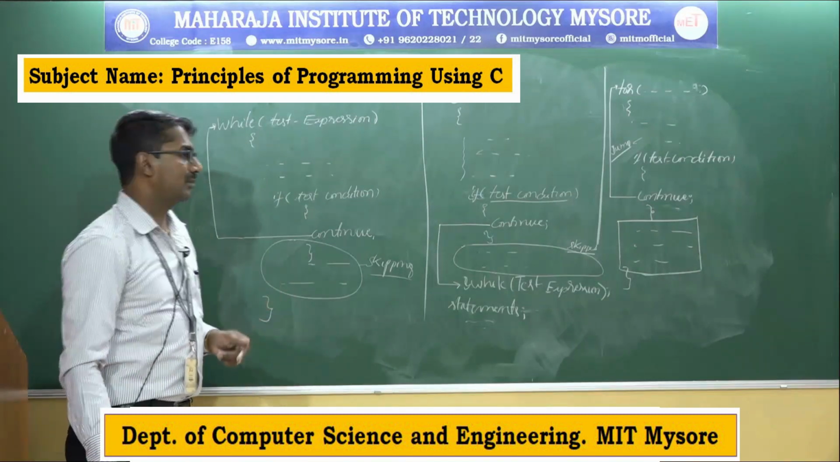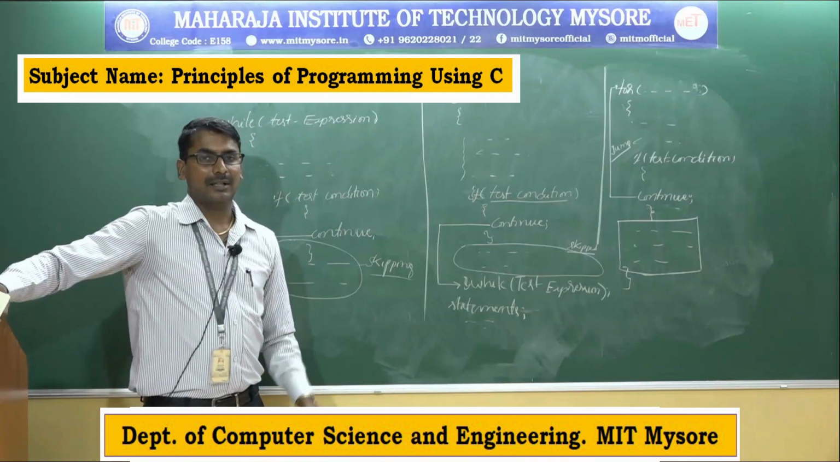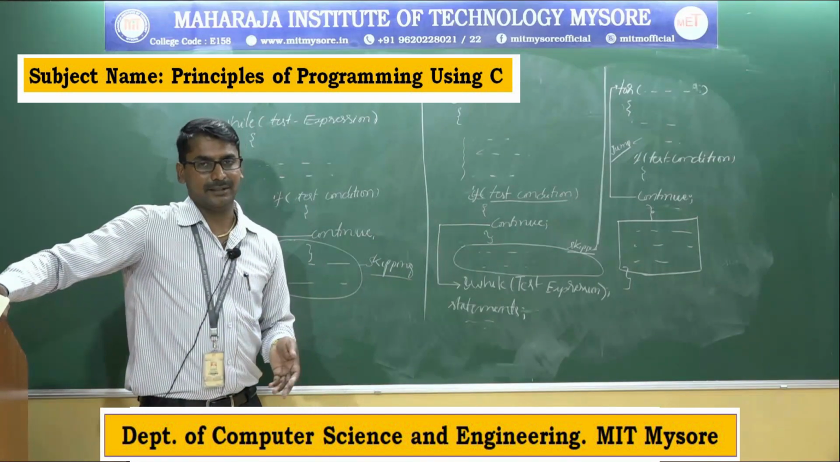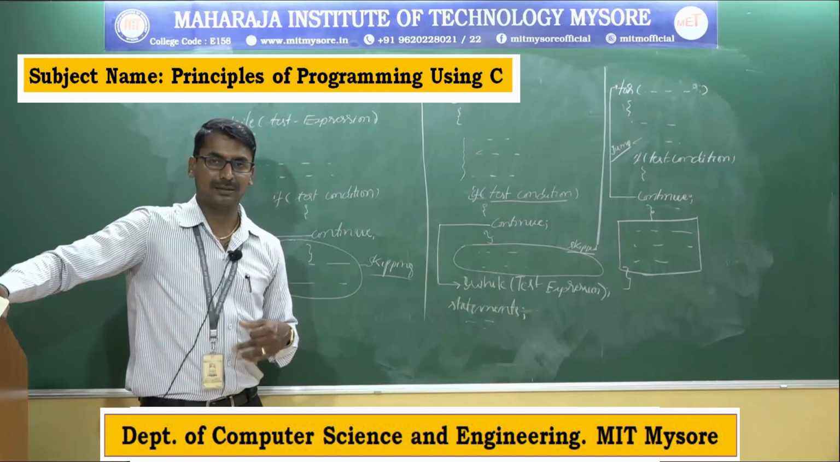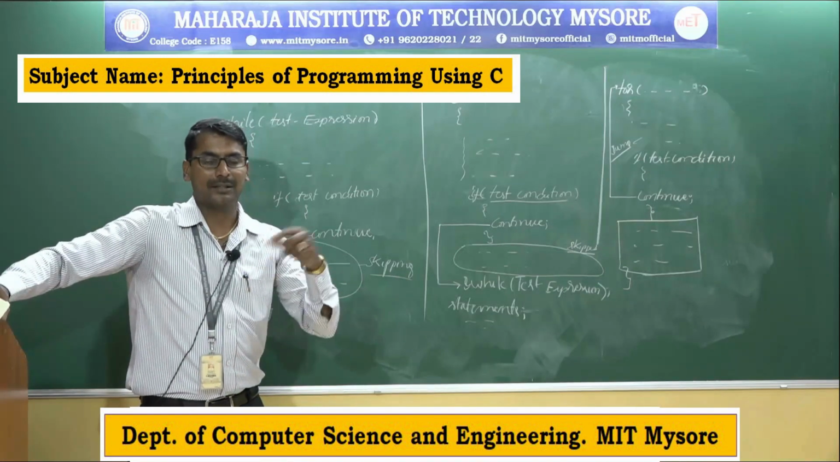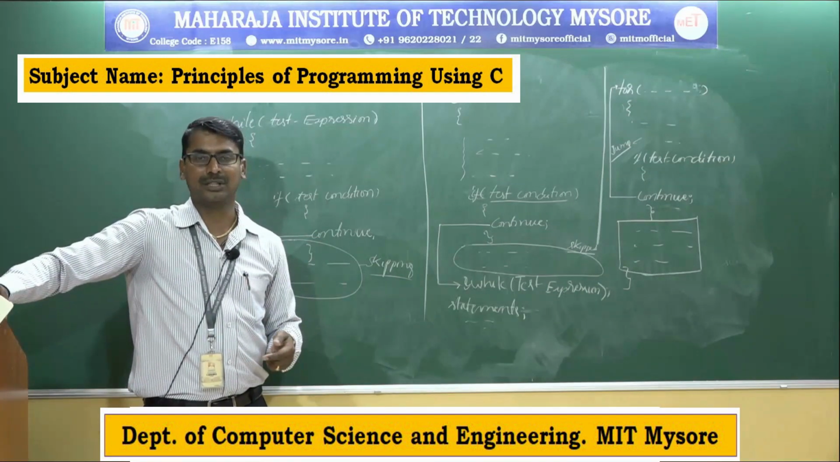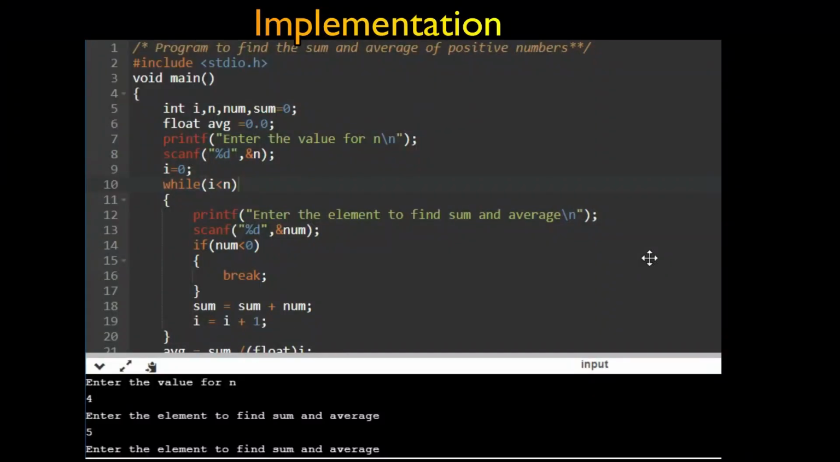So the main difference between break and continue is that in the break statement, it skips the entire iteration, but in the continue statement, it will skip only certain statements and the remaining iterations will be executed. Just now I explained the concept of the break statement. Break is a jump statement which is used to jump out of the loop.